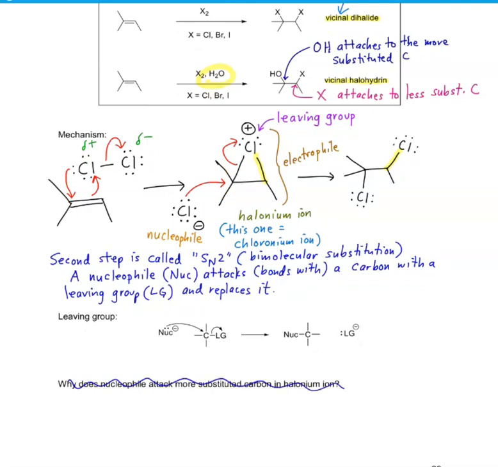A nucleophile attacking an electrophile. So it attacks the carbon that has the leaving group. So this is the electrophile. We'll say E+ for electrophile. It attacks the carbon that has a leaving group, and we'll learn about leaving groups in the next packet as well, and replaces it. The leaving group ends up going out on its own.